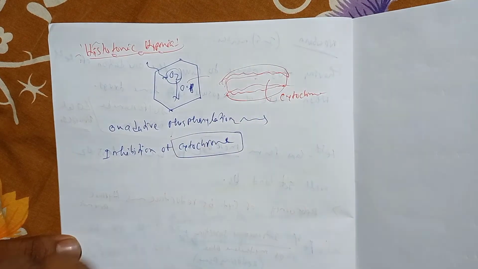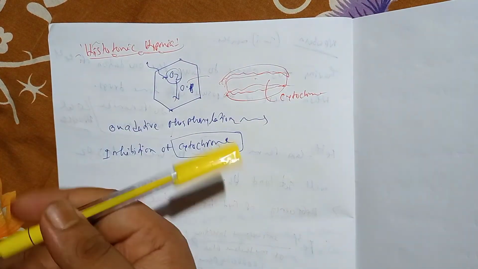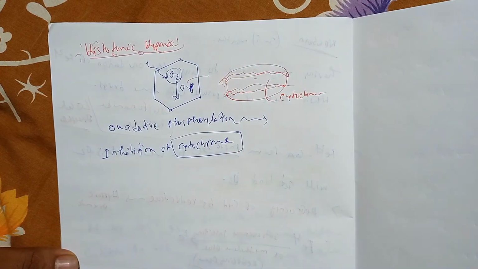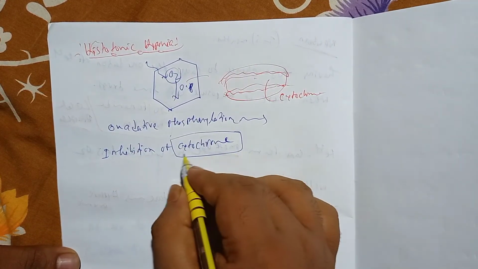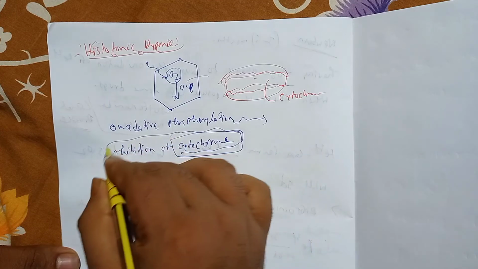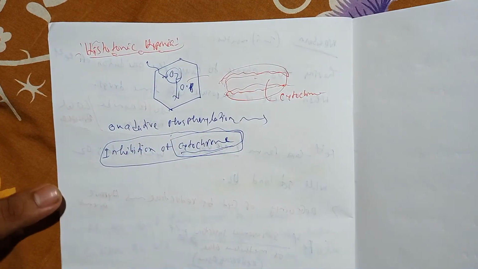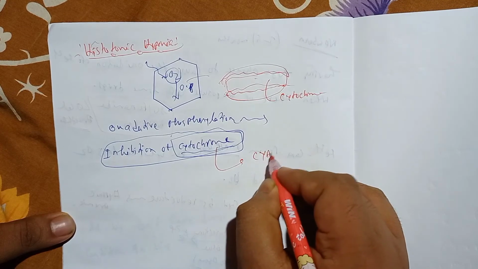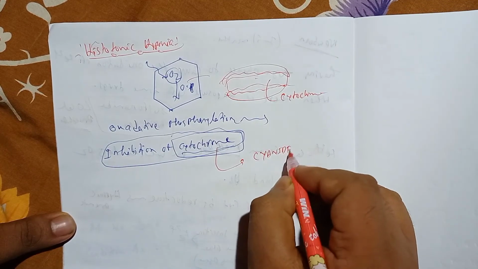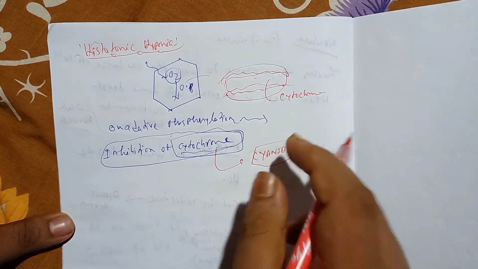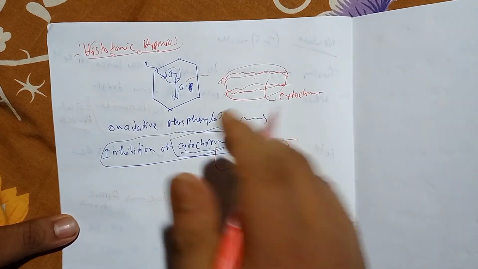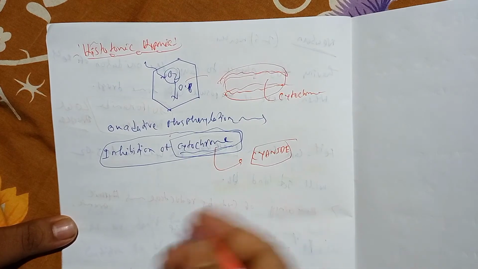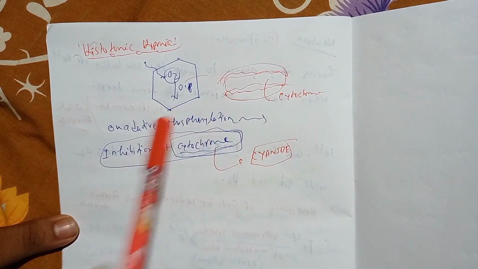Why? The oxygen will not be utilized by the tissues, so ultimately it will lead to hypoxia. And this inhibition of the cytochrome is done by some poisons, like cyanide. Whenever the cyanide gets combined with the cytochrome, it will not let the cytochrome do its function. So as a result, it will lead to histotoxic hypoxia.